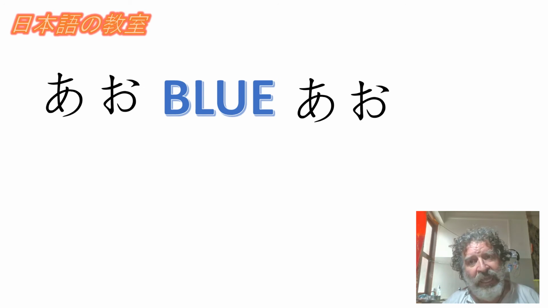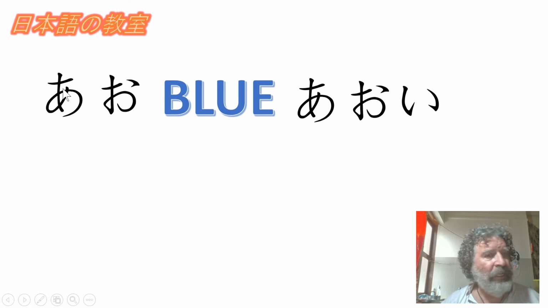Also, there's the ao again. If I put an I onto it, it turns a noun into an adjective. So this is the adjective for blue. This is the color blue. Blue is not an adjective, it's a noun. But if I say it's a blue color, then suddenly blue becomes an adjective. When we form an adjective in Japanese, we add an I to the noun. So ao becomes aoi.